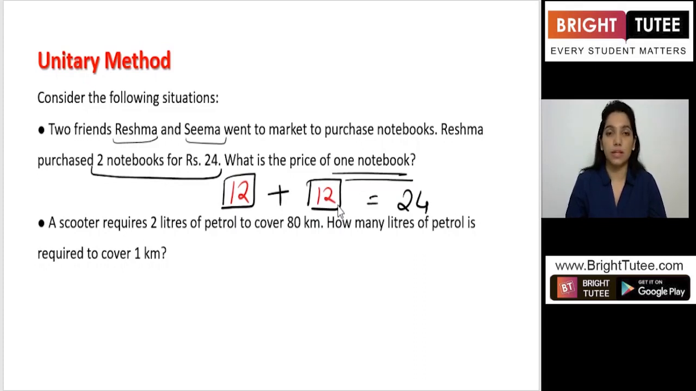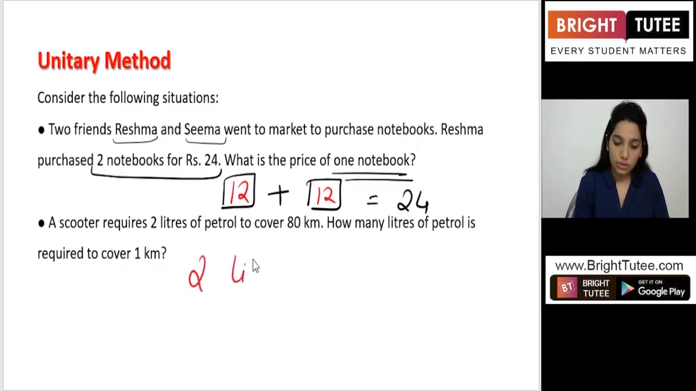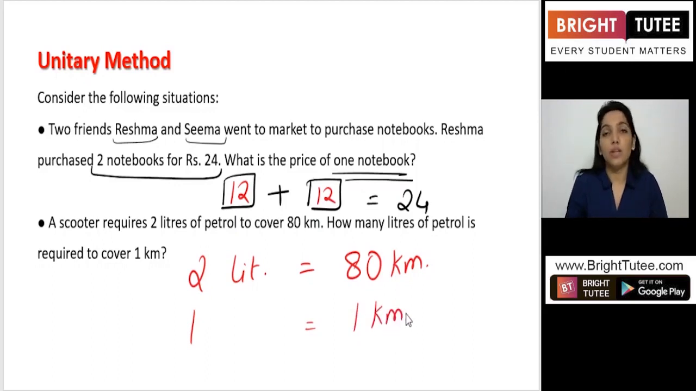Let's look at the second condition. In this situation, a scooter requires 2 liters of petrol to cover 80 kilometers. How many liters of petrol are required to cover 1 kilometer? So for 2 liters, we are traveling 80 kilometers. We need to find how many liters will be required to travel 1 kilometer.